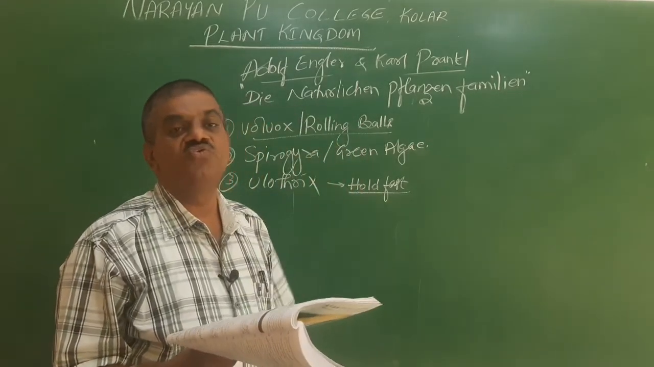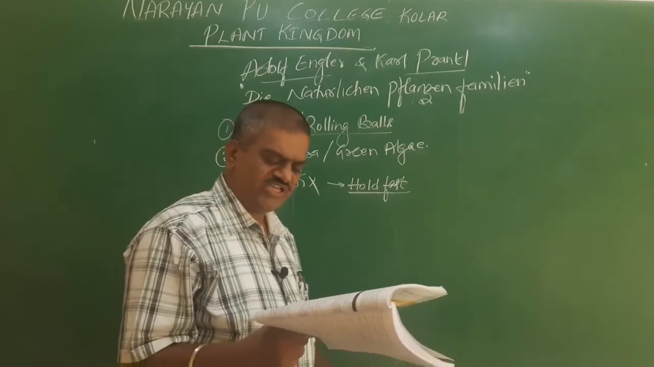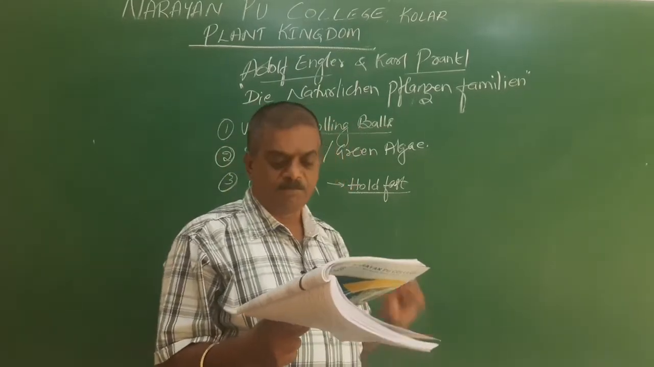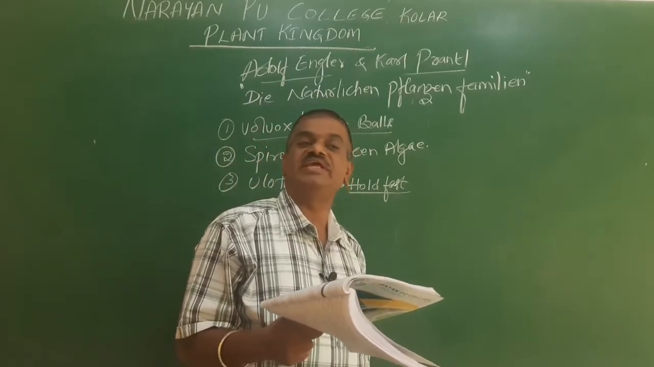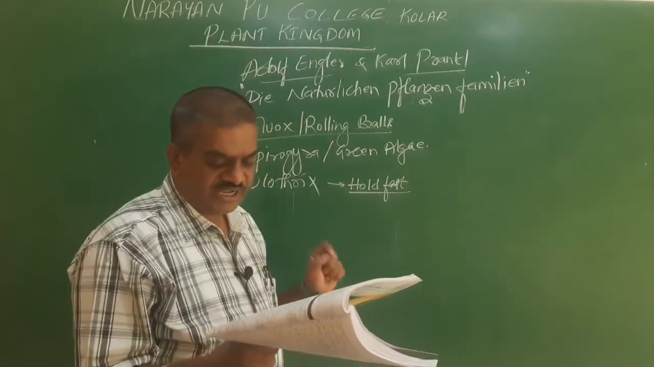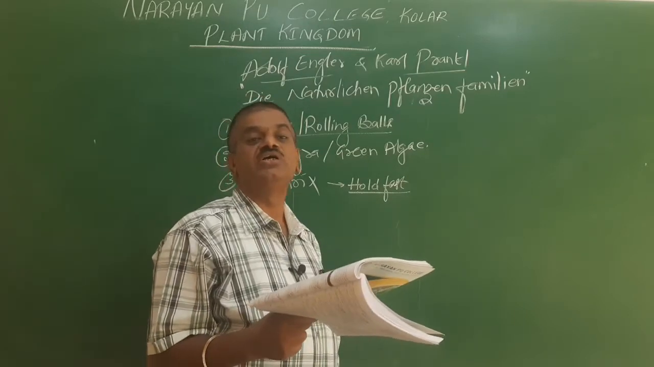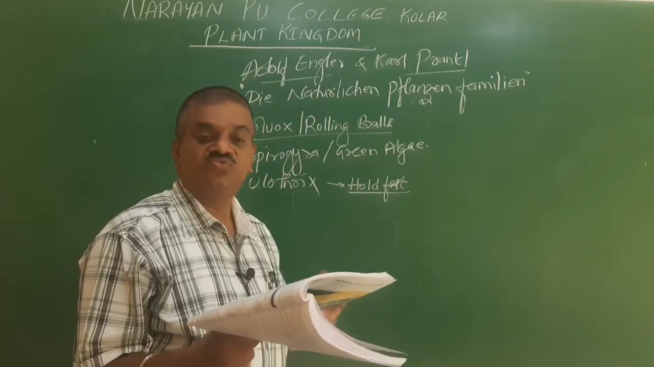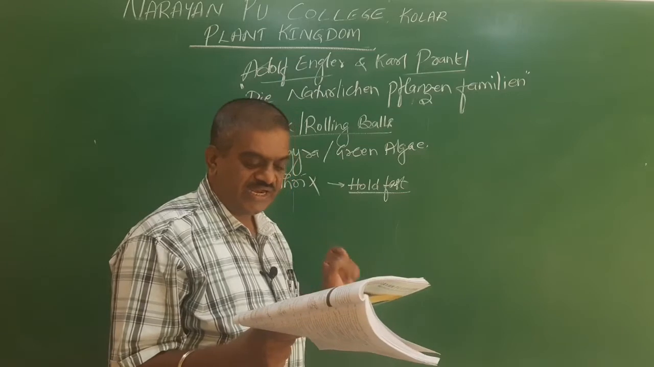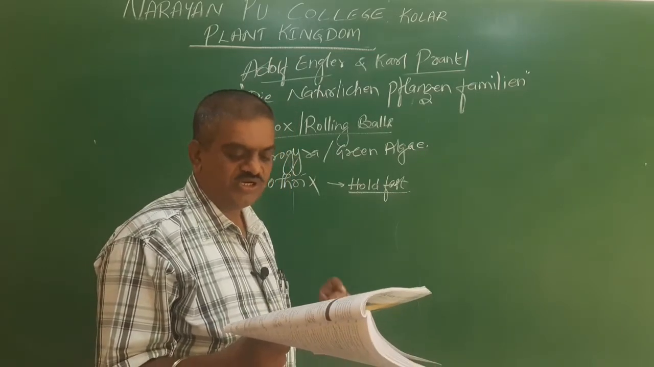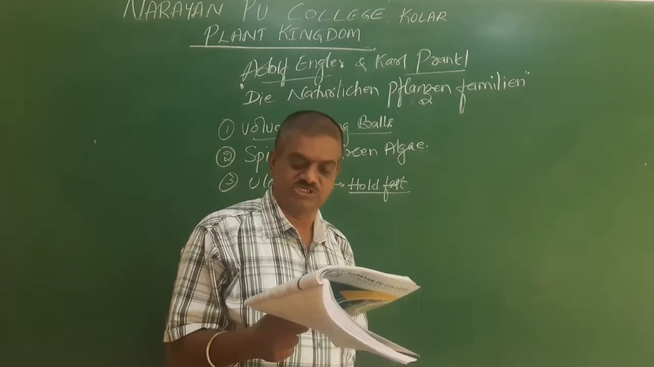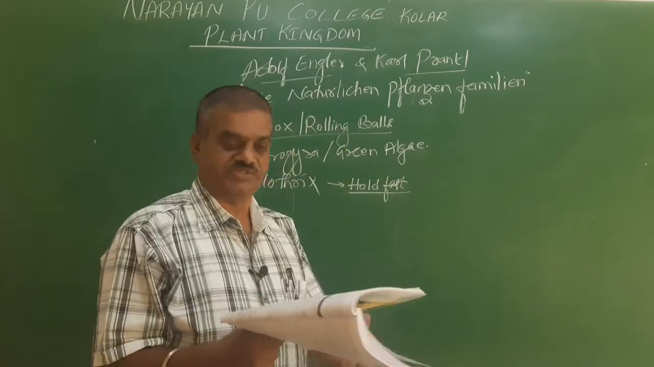We go for the Phaeophyceae. Phaeophyceae is called brown algae. The examples are Laminaria, kelp, Ectocarpus, Dictyota. All these are examples of Phaeophyceae. But here the right answer is Cyanophyceae, where sexual reproduction is absent. So the second option is right.